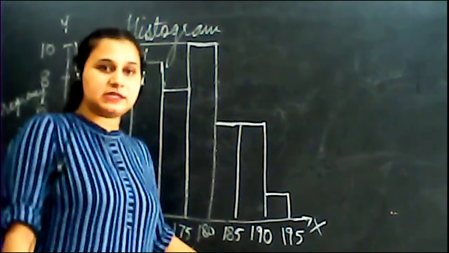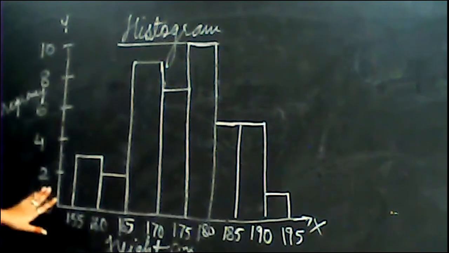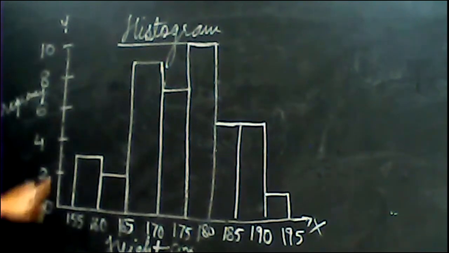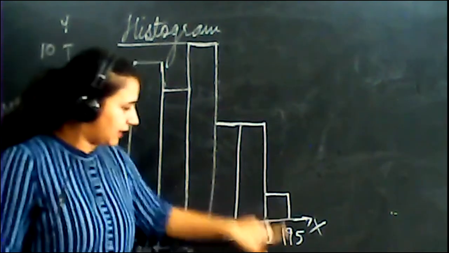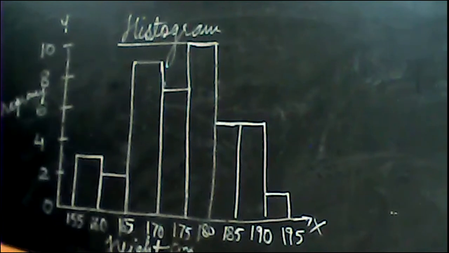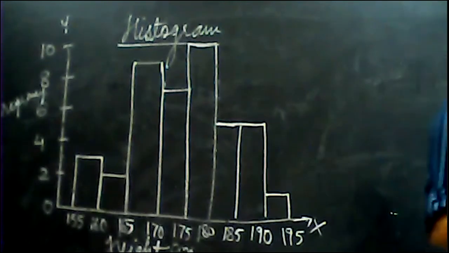Afterwards, at 190 to 195, we have the 1 frequency. So 0, 2 and this would be 1. So we have marked here 1 and this is our histogram, right? I hope this is clear to you all students.